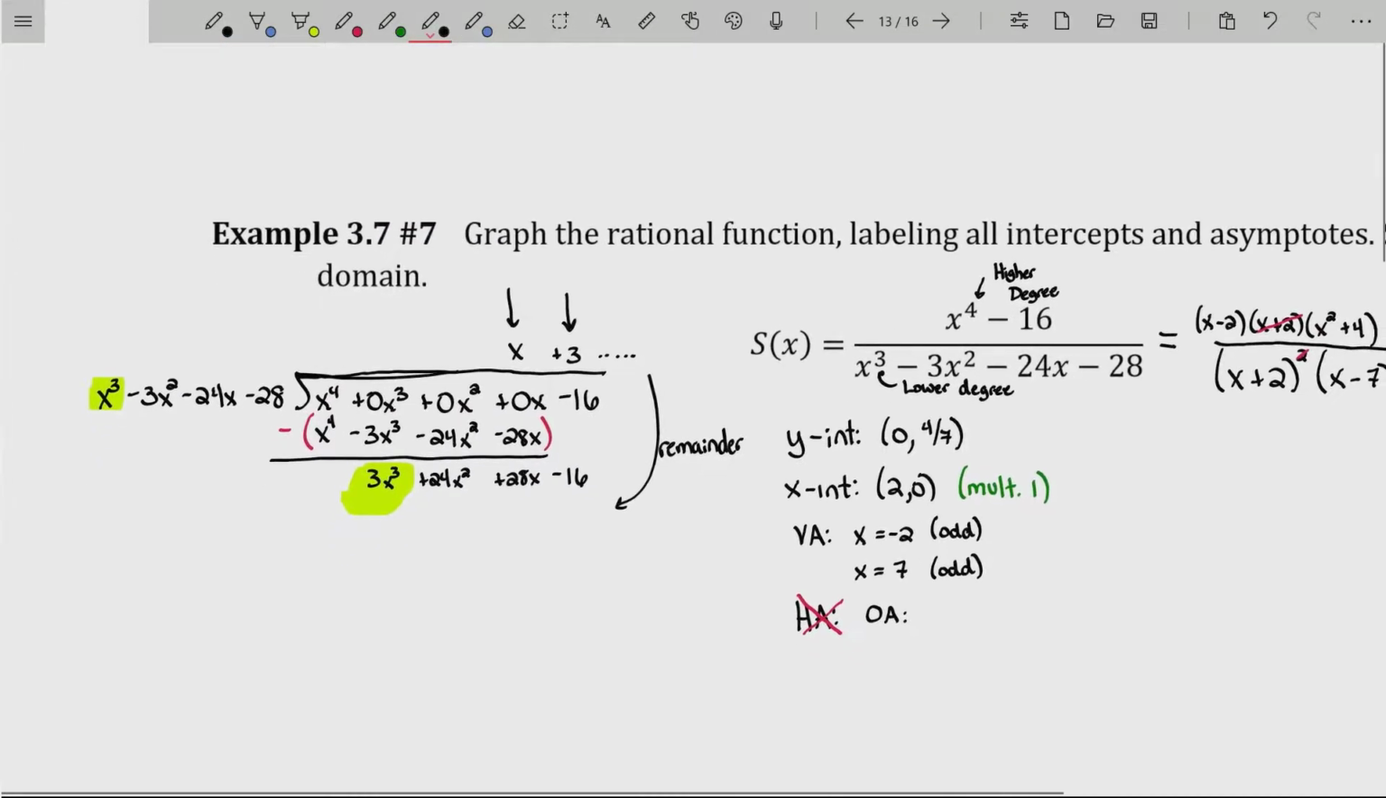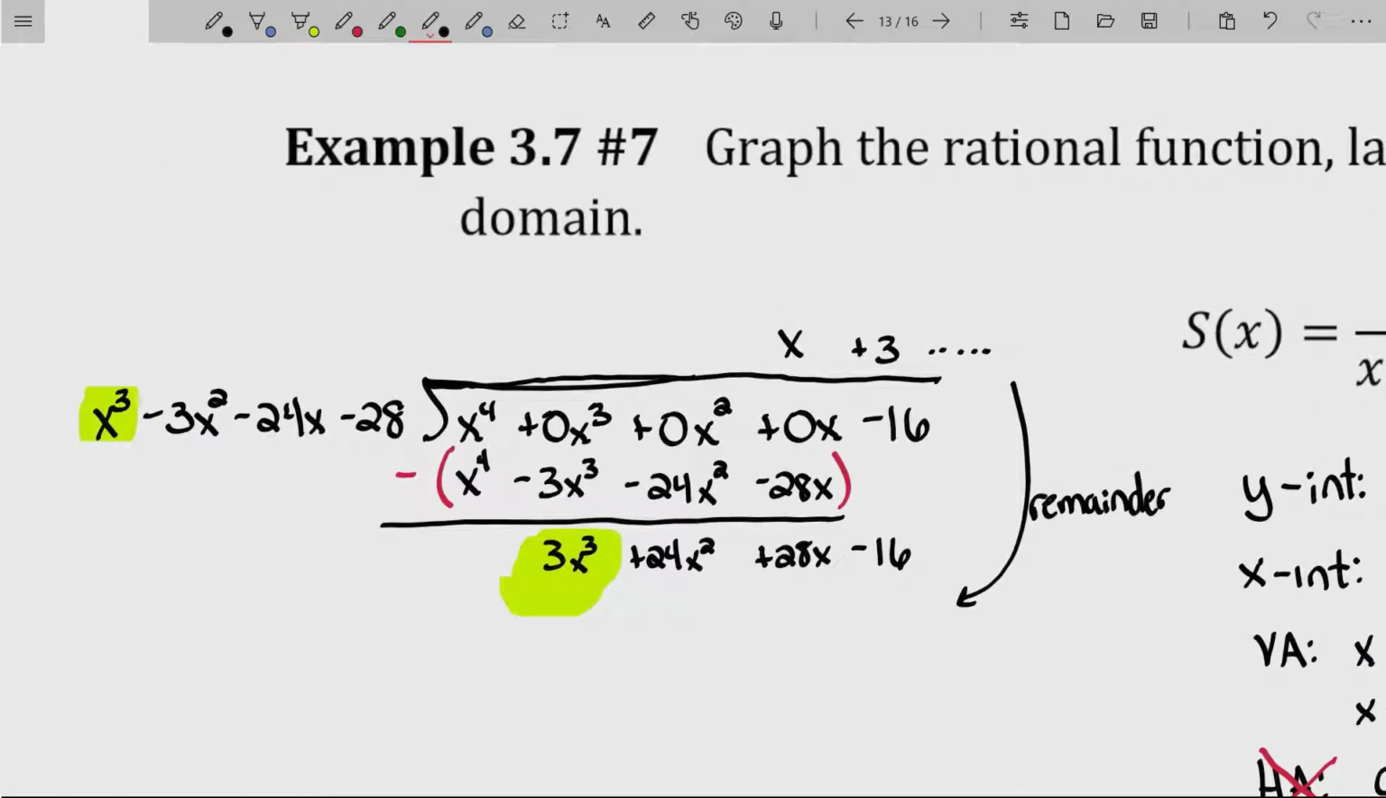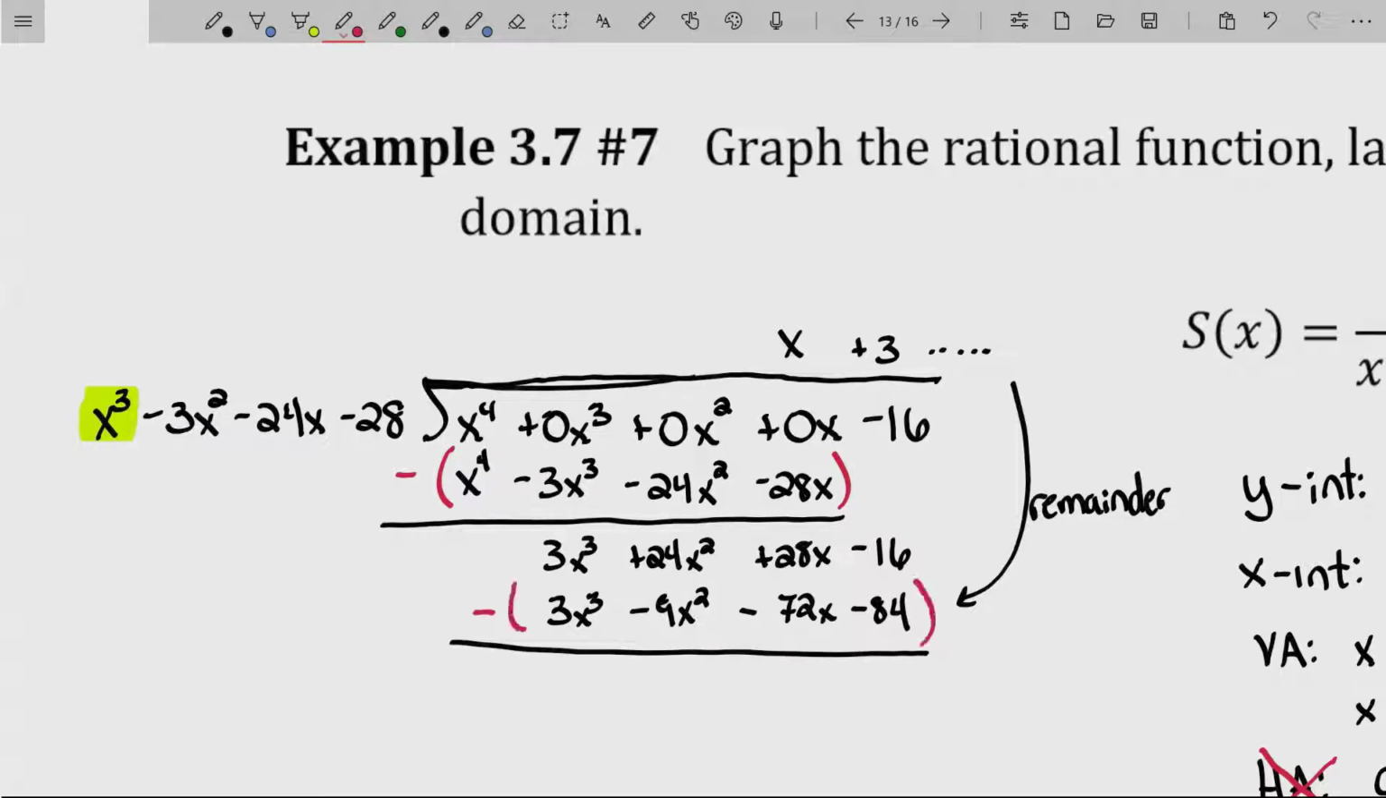So you could, if you want to, by the way, take that 3 and multiply it against x cubed, so I get a 3x cubed, and 3 times a negative 3x squared is a negative 9x squared. You could totally do that. Let me just do this very quickly. Negative 72x and a 3, that's 60, 84, negative 84. But when you subtract that entire statement, you'll see the 3x cubeds cancel. 24x squared plus 9x squared is a 33x squared. And the reality is x cubed will not go into that. So that is my remainder.